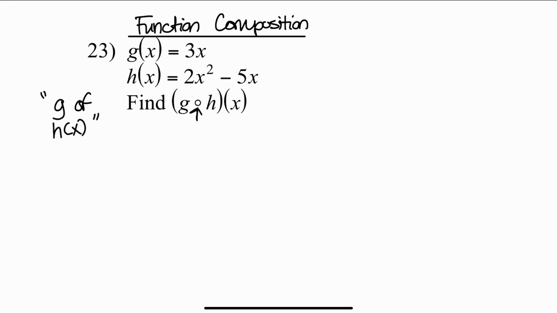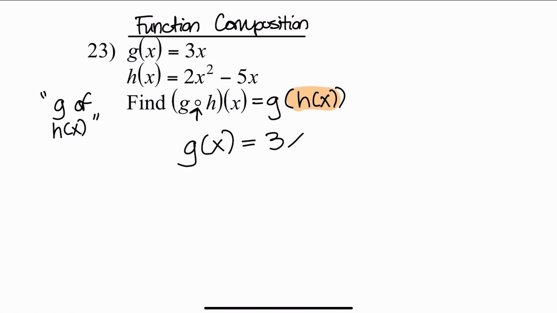We haven't seen this open circle notation. We usually see it written as g of h of x, which is the same exact thing, okay? Here h of x is inserted inside of g. So I always like to start off with what is the normal g of x function? What was the original? It was g of x equals 3 times x.